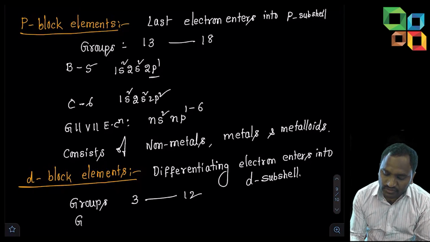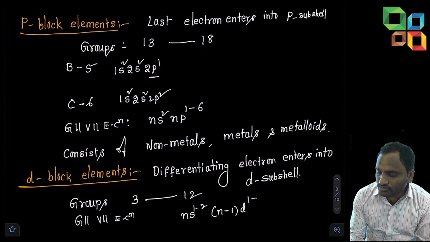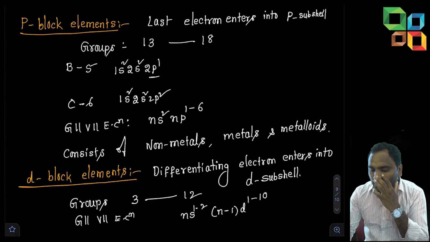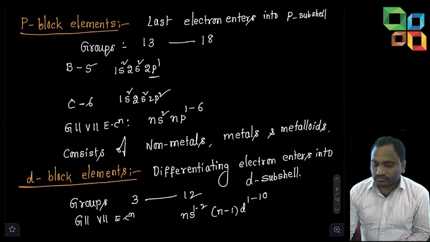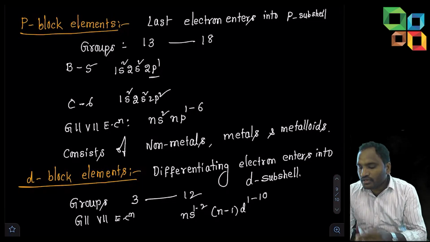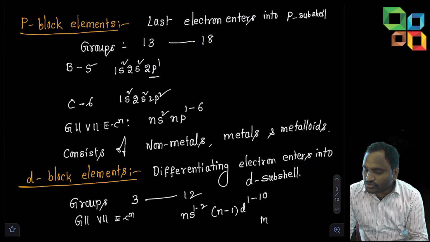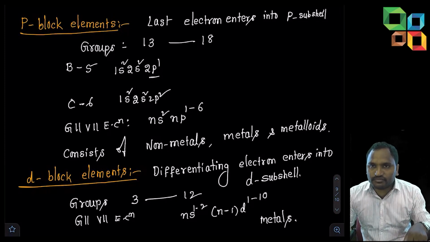What is the general valence electronic configuration? ns1 to 2, (n minus 1) d1 to 10. Sometimes 0 is also possible, so d0, 1 to 10. This is the general valence electronic configuration of transition elements. All are metals. This block is present in the middle.